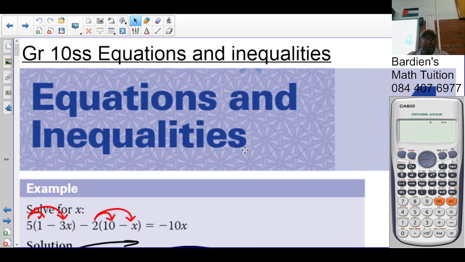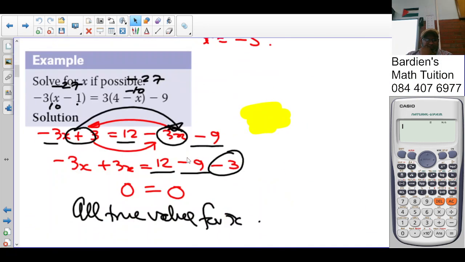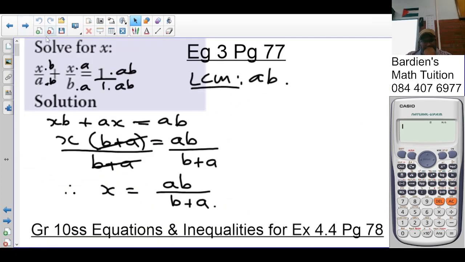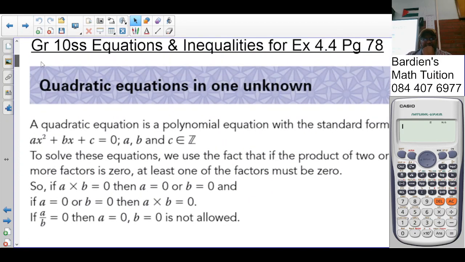Okay, good morning class. So at this point we're looking at equations and inequalities. This lesson was done with the grade 10s, but during this time we were experiencing load shedding at the time. So today we're looking at quadratic equations in one unknown.